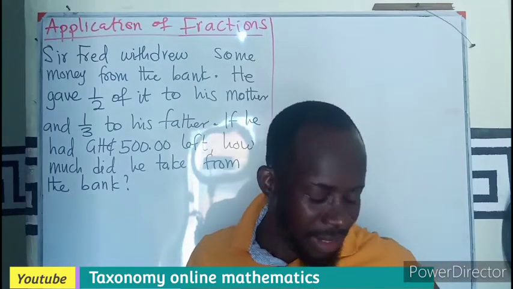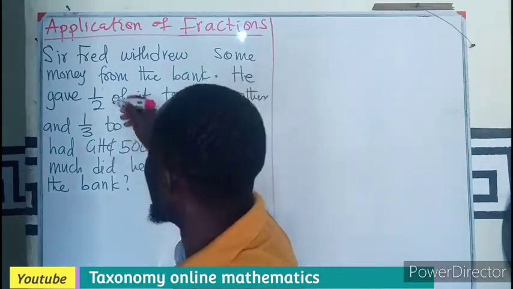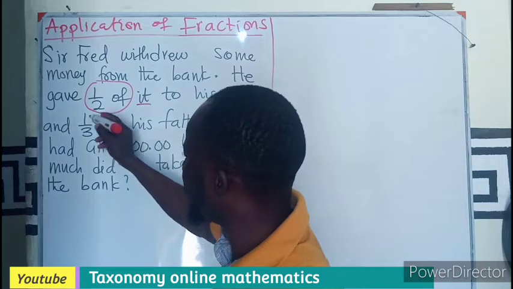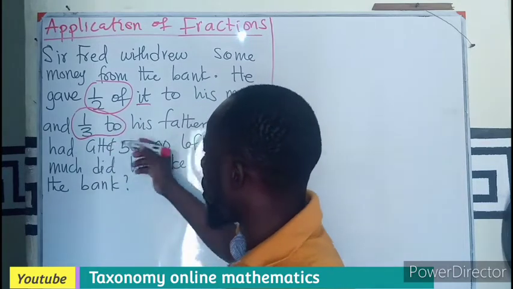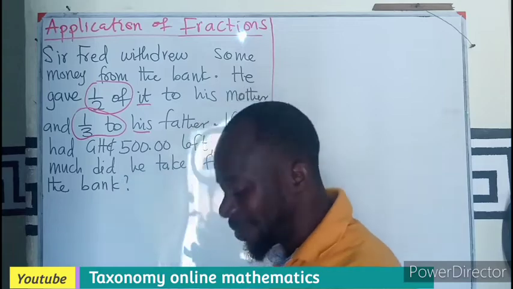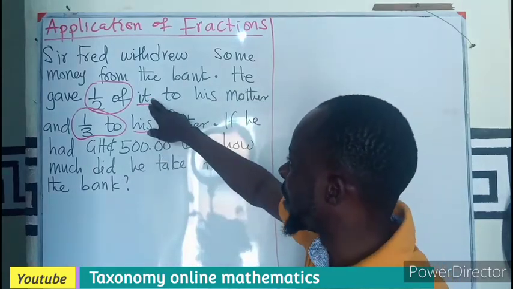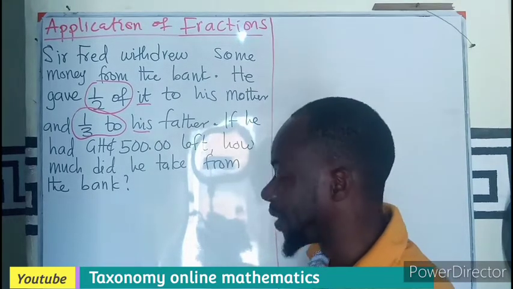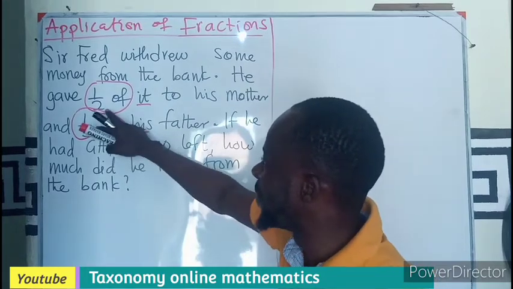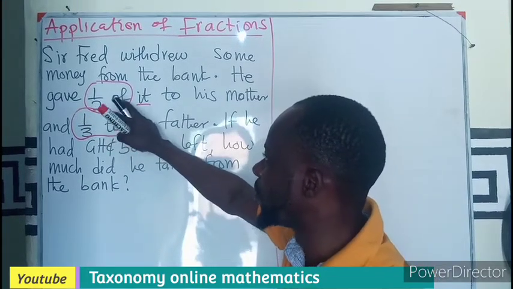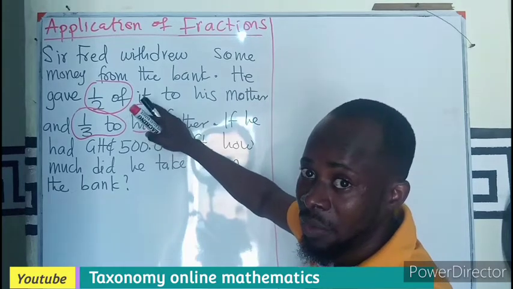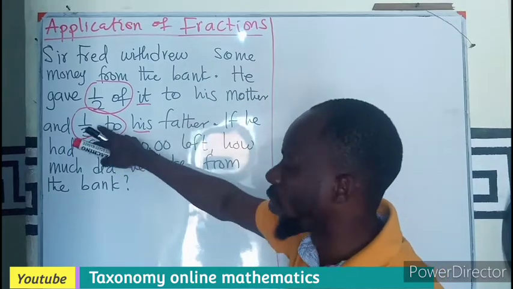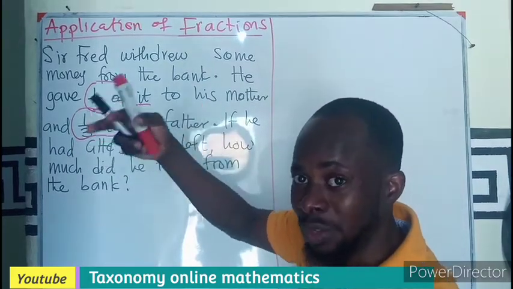The first aspect of it is that we have 1/2 of it. Then we also have 1/3 of it. The same "it" is referring to the amount, and "his" is referring to what? His father. In this case, 1/2 of simply means multiplication of the amount in question. Then he gave what? 1/3 to his what? Father. Also 1/3 of what? Of the same amount in question.